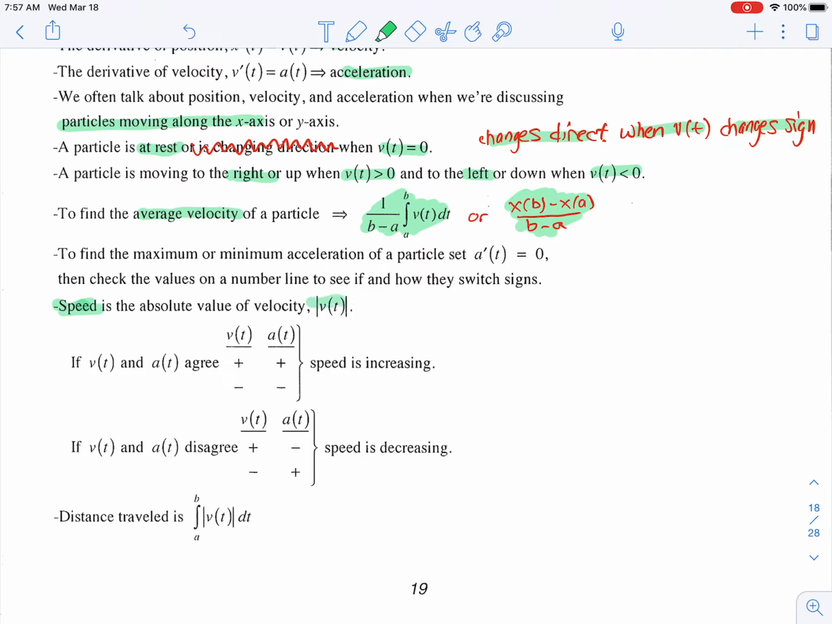Speed is the absolute value of velocity. And if you want total distance traveled, you do integral of the speed function, as opposed to integral of regular velocity function, which gives you displacement.